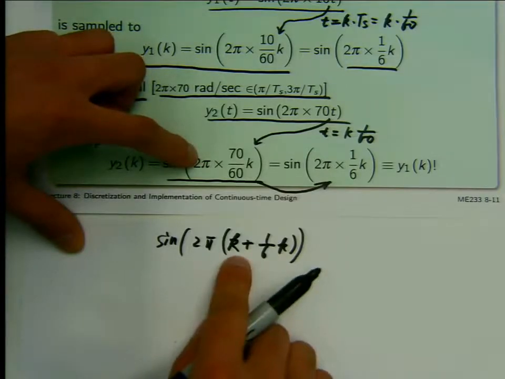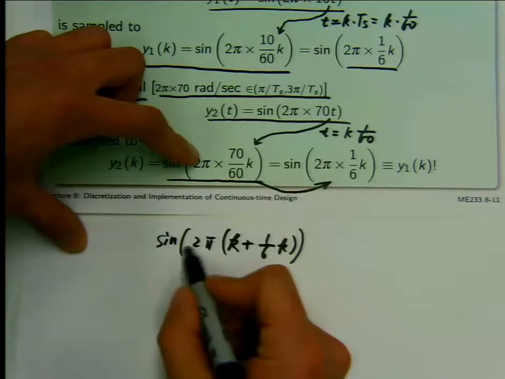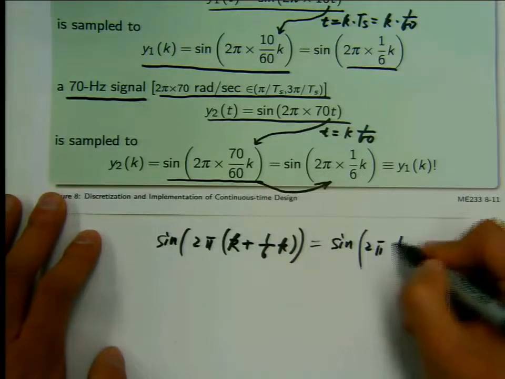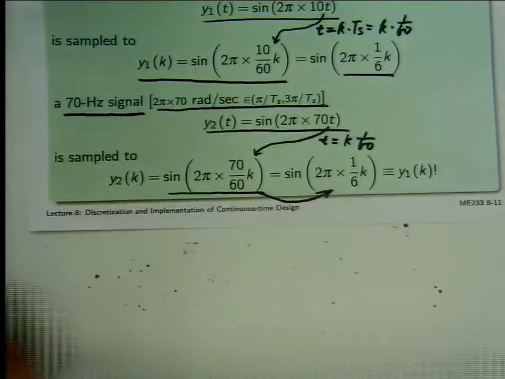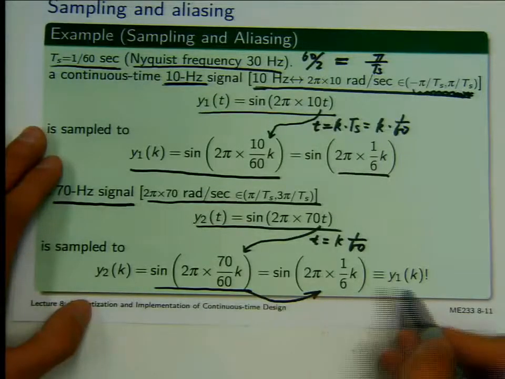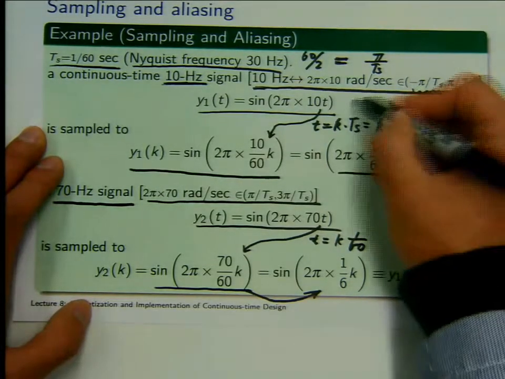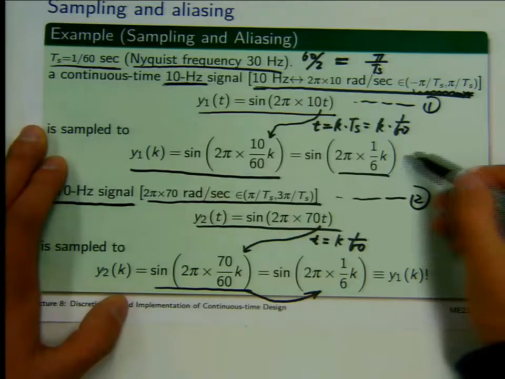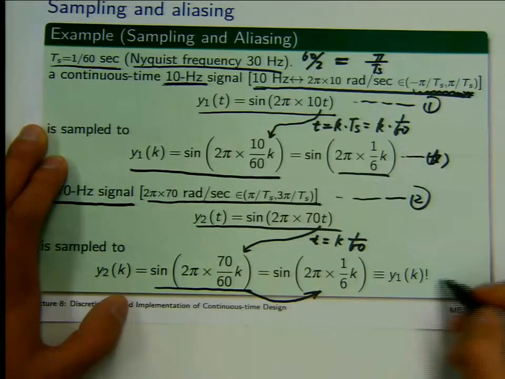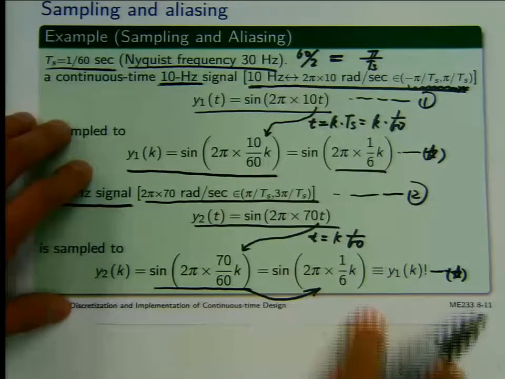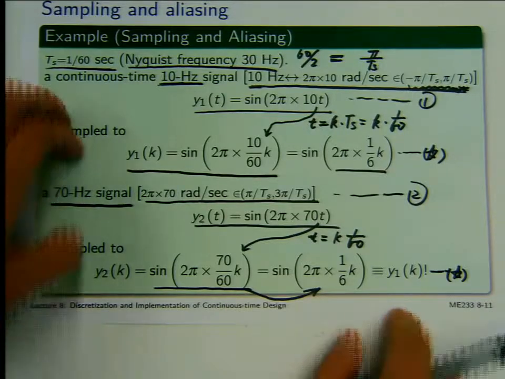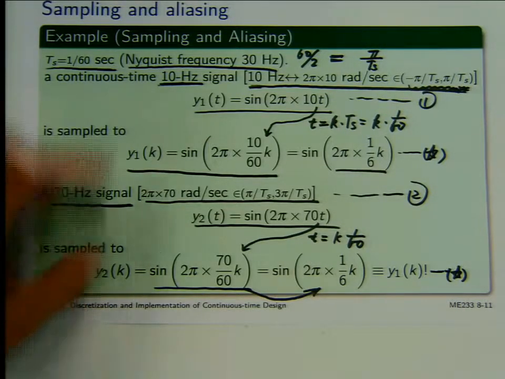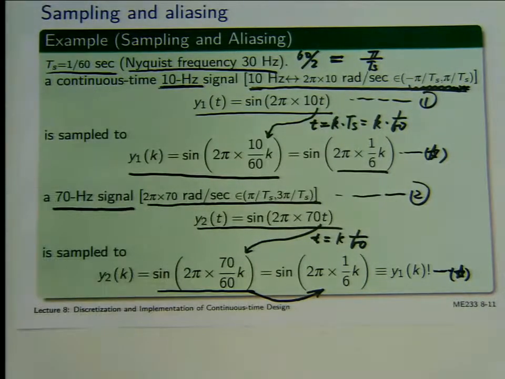And if you factor out this k term here, you're going to get sine of 2πk, which is exactly equal to sine of 2π times 1 divided by 6 times k. So from this very simple example, you see the continuous time signal components, 10 hertz and 70 hertz, show no difference in the discrete time sampled signal. Exactly the same sampled signal. So this is raising a flag. This is clearly undesired, because we can't tell the properties of the original signal from the sampled result.